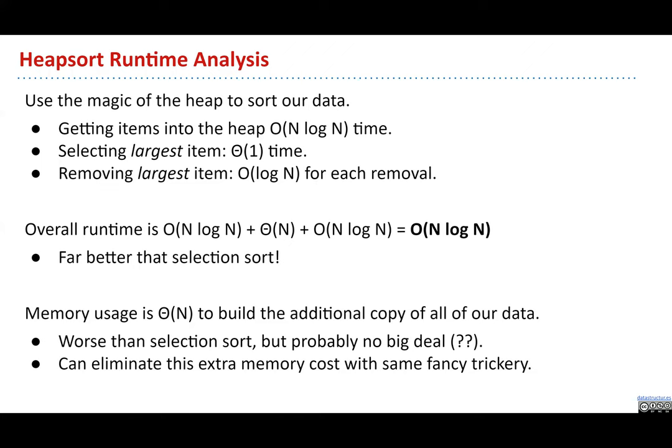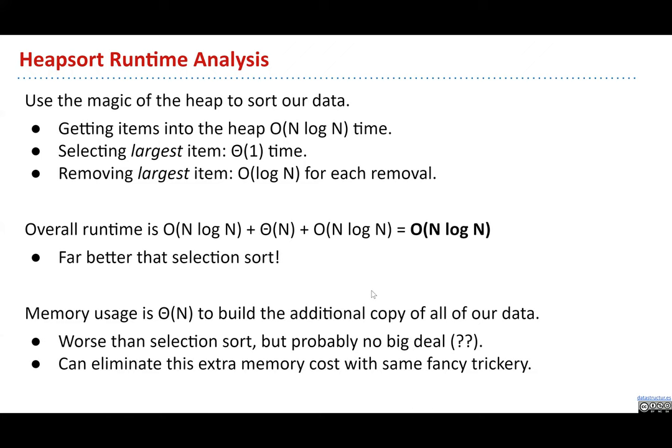The reason we need theta n space is because we have to make that extra heap and also that extra array. So we make another copy of all of our data. That's worse than selection sort, because we don't have to use any extra memory for selection sort. It's all in place. But maybe it's not such a big price to pay. We get n log n time, paying in space, maybe not such a big deal, depends on the application.